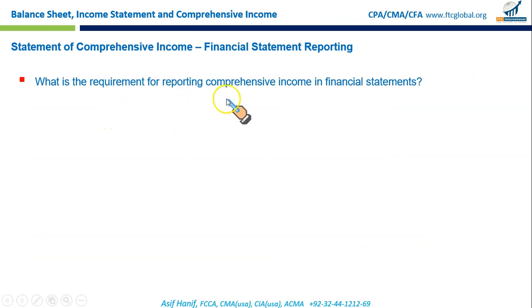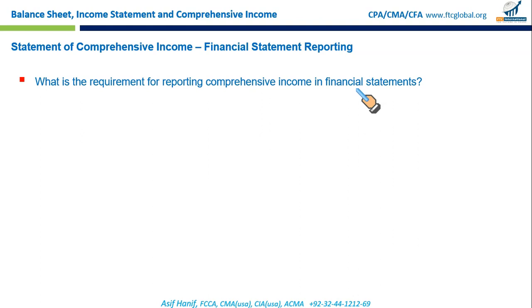Then comprehensive income financial statement reporting. What is the requirement for reporting comprehensive income in financial statements? Comprehensive income and its component, the other comprehensive income component, should be displayed with the same prominence as other financial statements in a full set of financial reports.